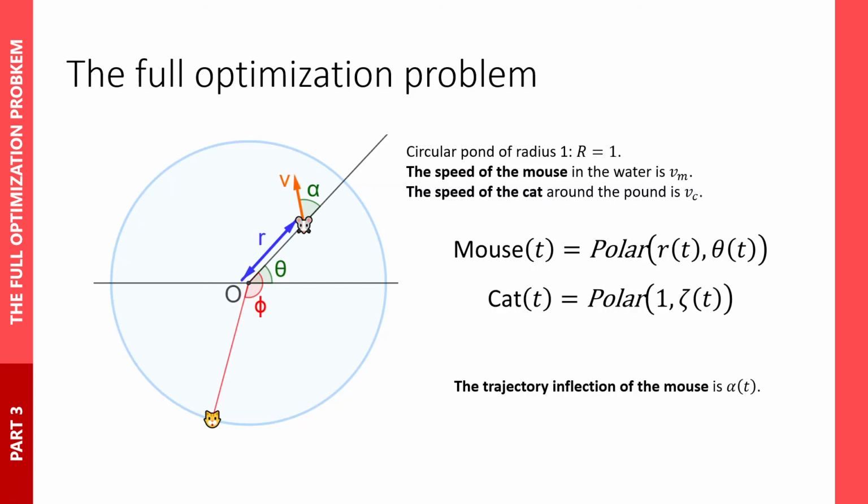This time, the position of the mouse in the pond in function of time is expressed as a polar coordinate, r and theta in function of t. The position of the cat can be expressed the same way. As before, the trajectory of the mouse is defined by the parameter alpha. But this time, this parameter is not a constant and depends on the position of the mouse.